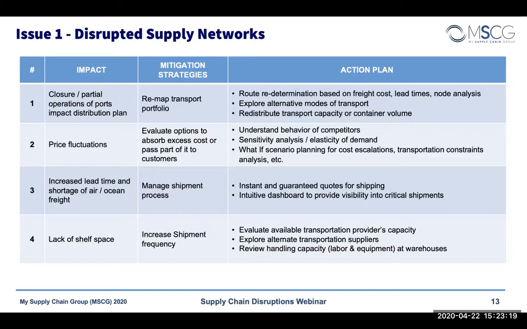So in our disrupted network scenario here, we've got a situation with some port closures, like I mentioned, for health and safety, as well as just government reasons.